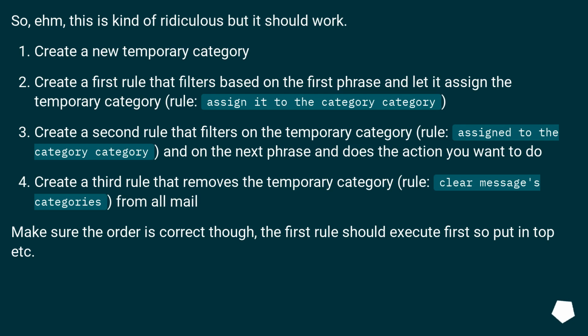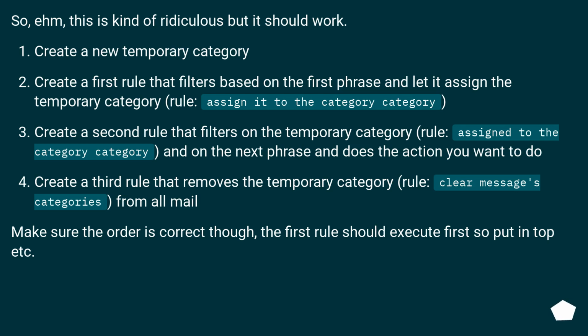Create a new temporary category. Create a first rule that filters based on the first phrase and let it assign the temporary category. Create a second rule that filters on the temporary category, assigned to the category, and on the next phrase, and does the action you want to do.